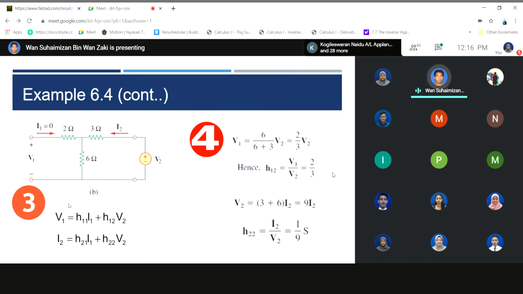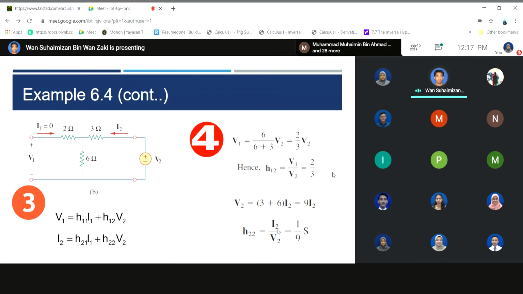If you look at this general equation, when you set I1 equals to 0, you can get H22 equals to I2 over V2, right? According to this equation, H22 equals to I2 over V2. So this is your V2, this is your I2. Using Ohm's law, this simple method to determine current and voltage, V2 equals to the total resistance here, because there is no current flow here, 3 plus 6 ohm times I2. So V2 equals to 9 I2.